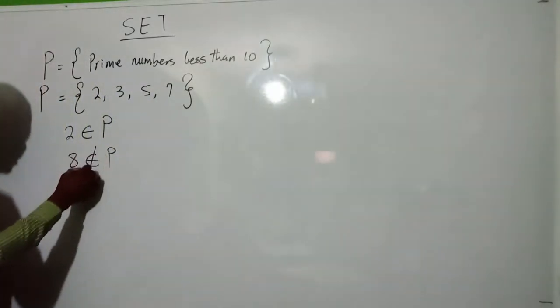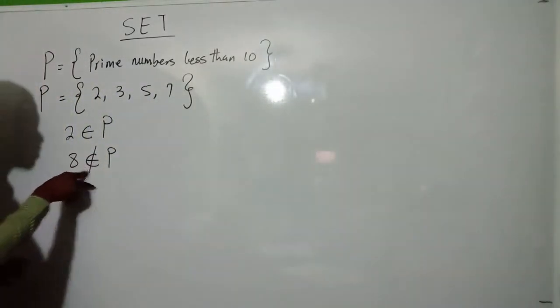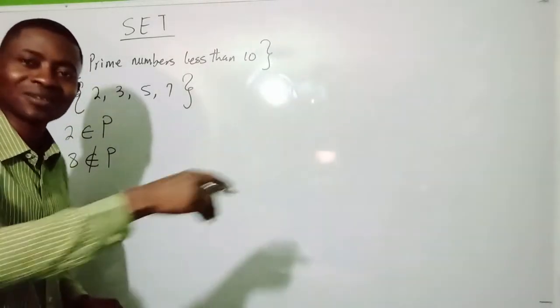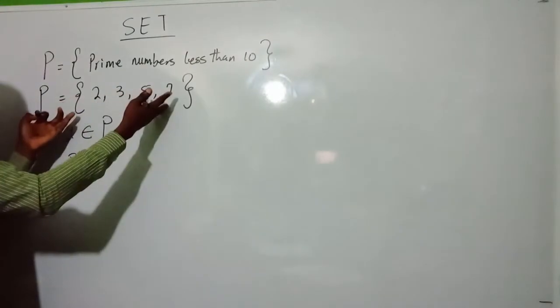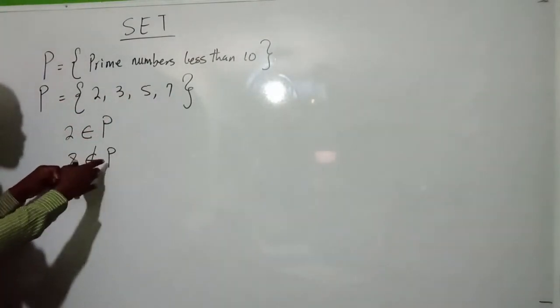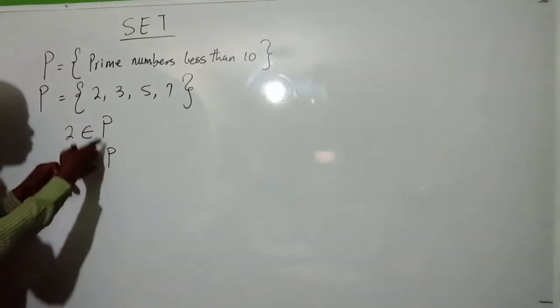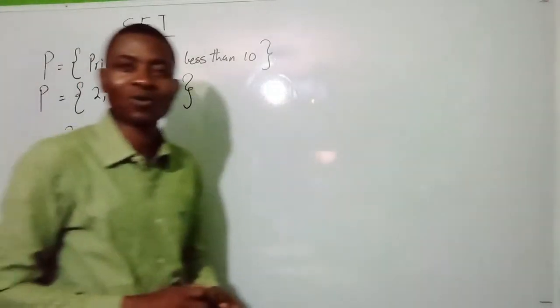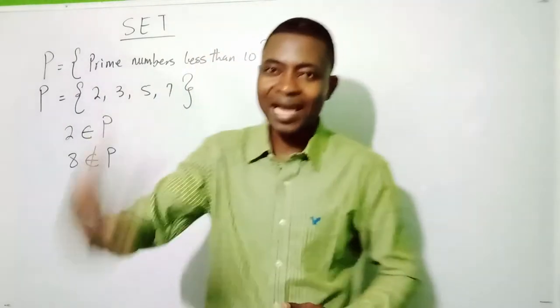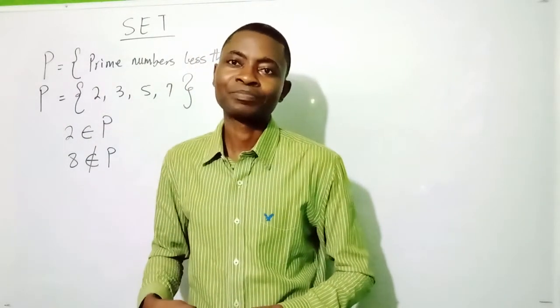Look at this. This sign means what? Not an element. That means not included. It's not a member of this set. So this means member or element, and this means not an element. Please take note of these. They are set notations. Element, not element.